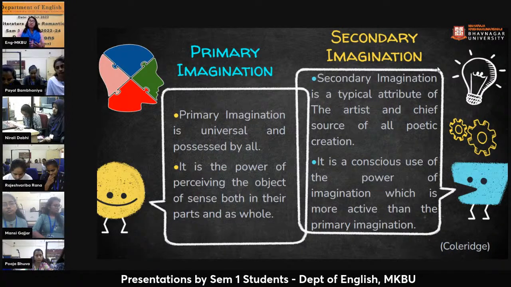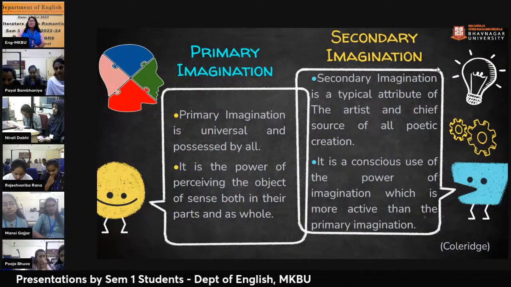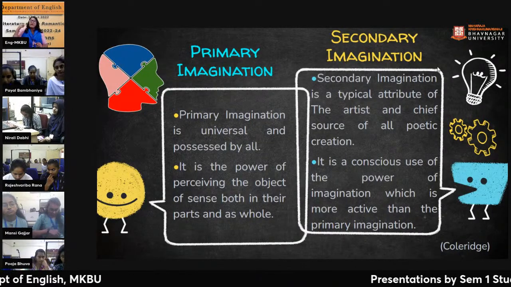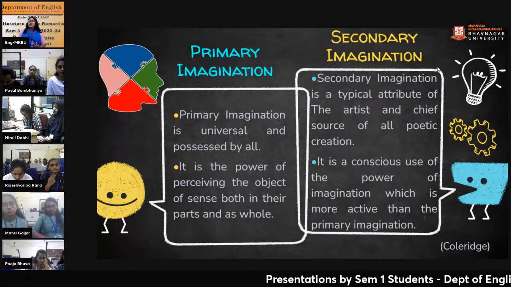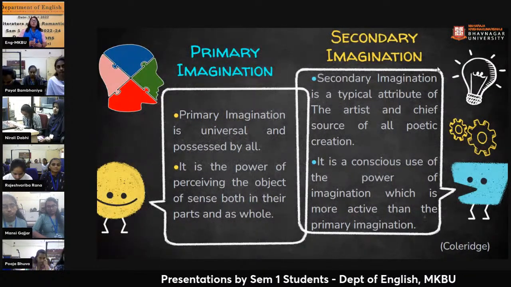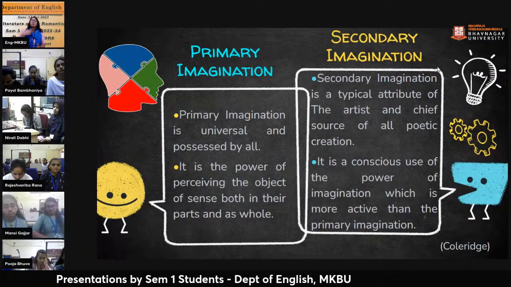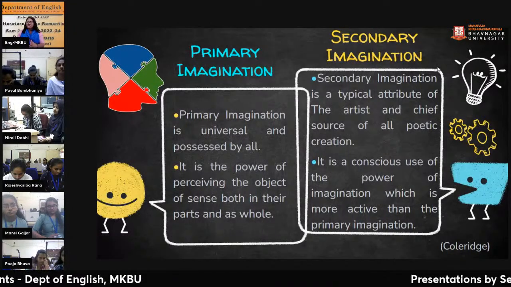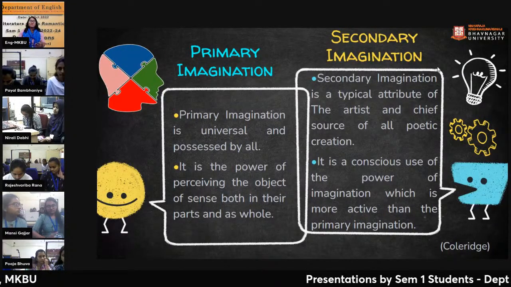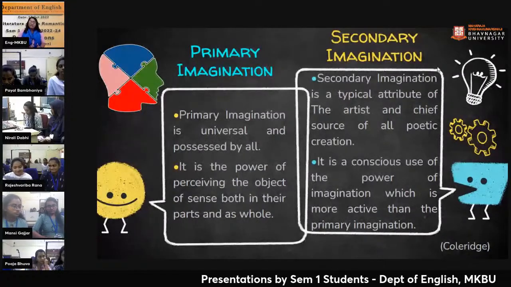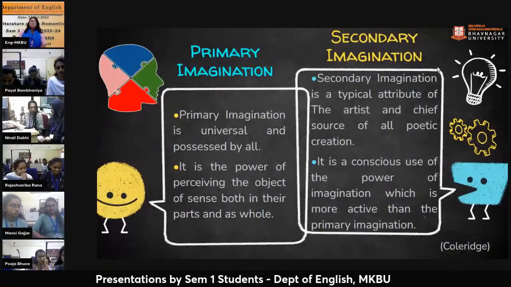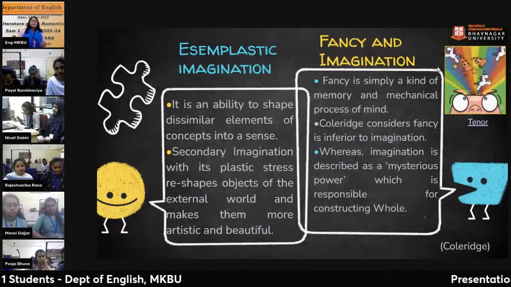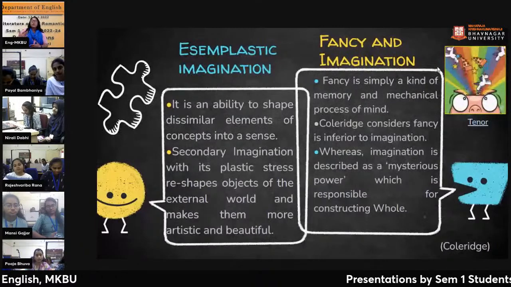Secondary imagination is a typical attribute of the artist and the chief source of all poetic creation. This imagination is a bit higher; it is not unconscious, it is conscious. If we want to write a poem, we have to think about it, we have to think about words, how we can arrange the words. This is conscious imagination, and we can see it mostly in artists and poets. It is a conscious use of the power of imagination, which is more active than the primary imagination.